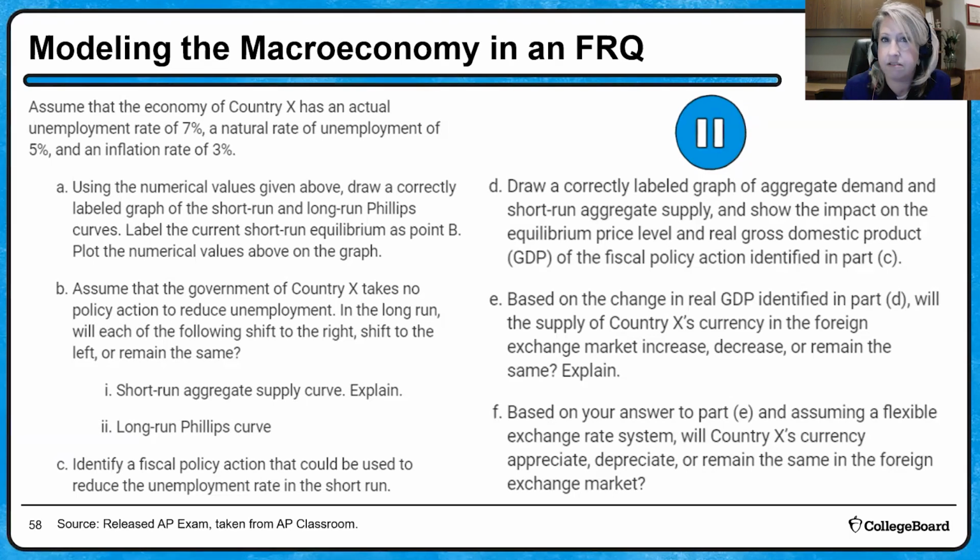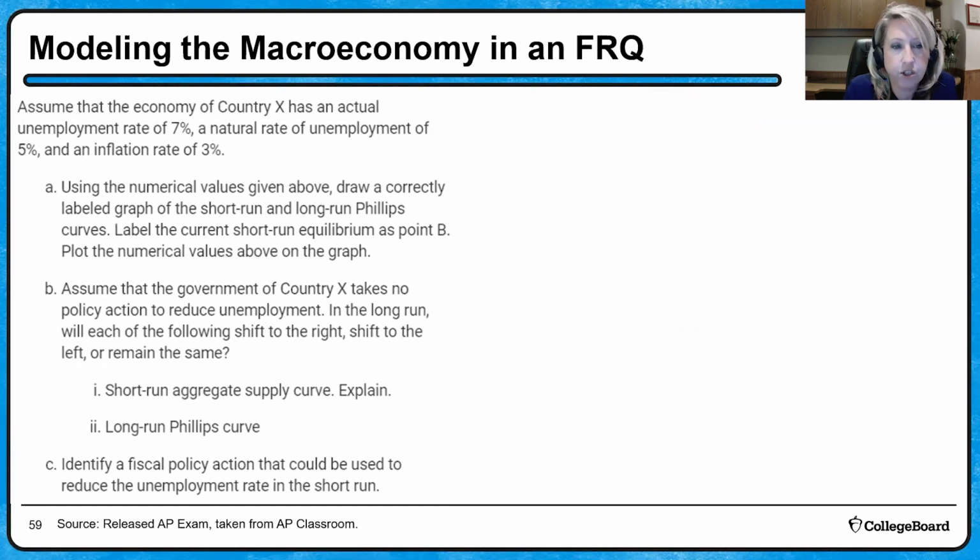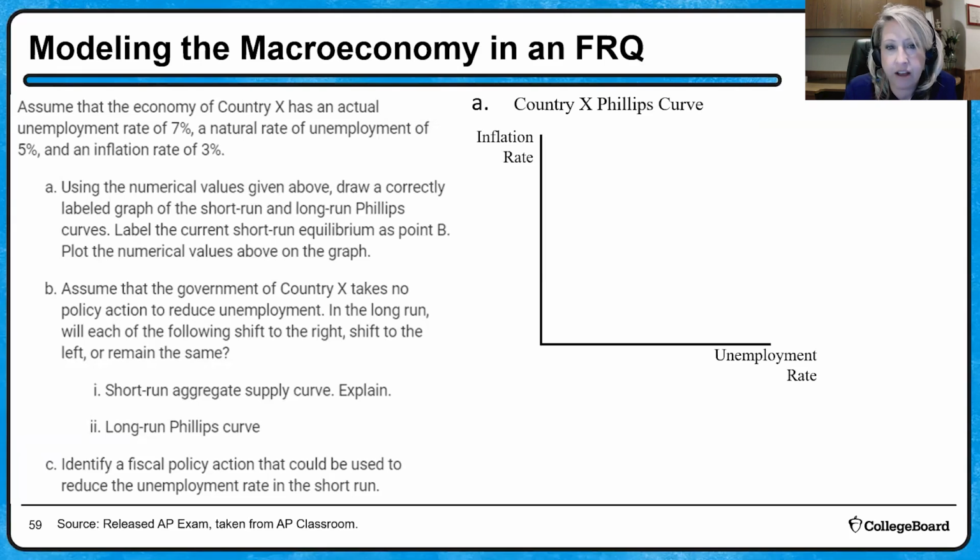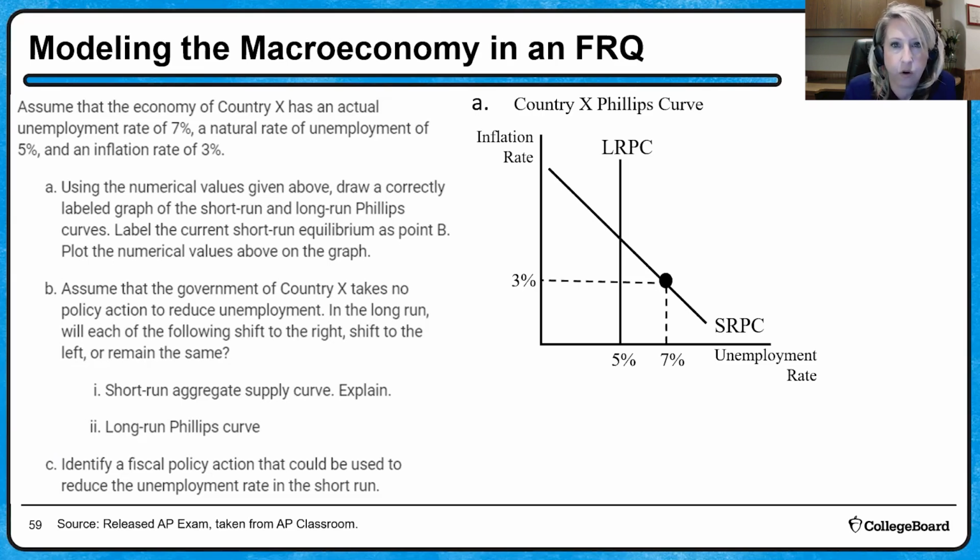Then we've got that self-correction again question, fiscal policy, and then we'll finish up the rest of it. So for part A, given the values above, we have a short run Phillips curve, a long run Phillips curve at 5%. That's our natural rate of unemployment. So if our actual rate of unemployment is 7, that's where we are in our current Phillips curve. If the government takes no action, will the short run aggregate supply curve shift to the right, shift to the left, or remain the same?